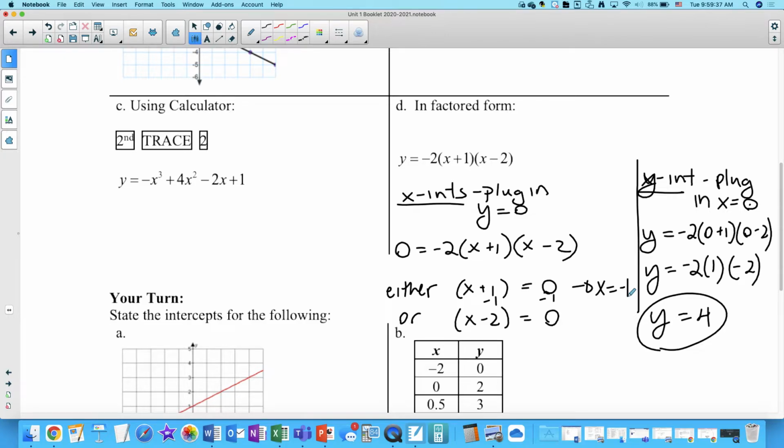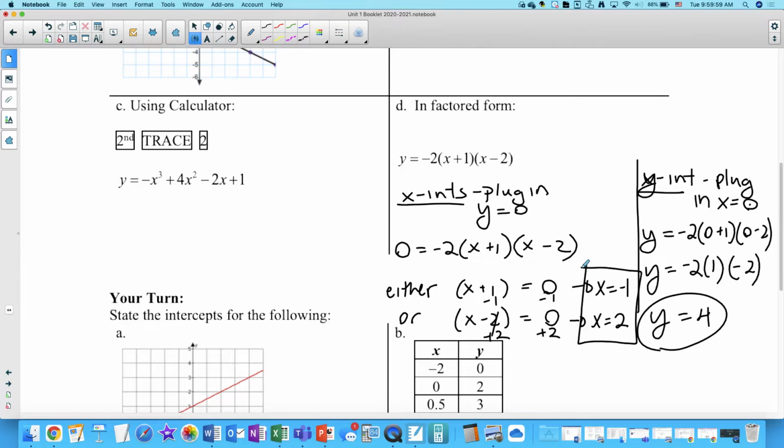Okay? If x minus 2 equals 0, what value of x makes that true? 2, right? 2 minus 2 equals 0. And again, you could just add 2 to both sides. And that cancels, right? So you get x equals 2. So these are the two x-intercepts.